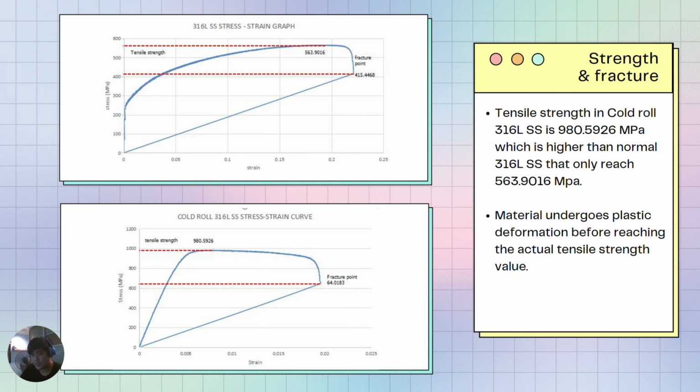Next, I will present to you the strength and the fracture of 316L SS and also the cold roll 316L SS. The tensile strength for the cold roll 316L SS is much higher compared to the normal 316L SS that only reaches 563.9016 MPa. As you can see, the cold roll already reached 980.5926 MPa. The material undergoes plastic deformation before reaching the actual tensile strength value. The tensile strength is the maximum mechanical tensile stress with which a specimen can be loaded.